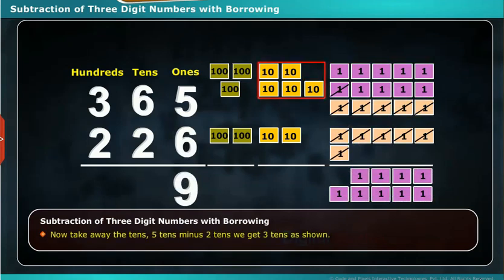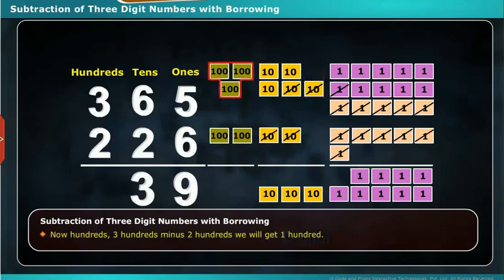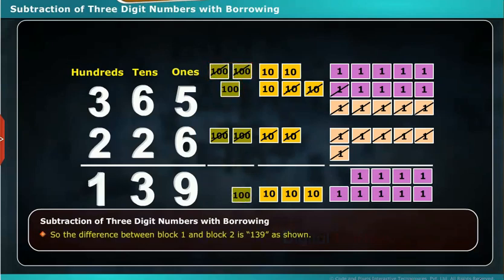Now take away the tens, 5 tens minus 2 tens, we get 3 tens as shown. Now hundreds, 3 hundreds minus 2 hundreds, we will get 1 hundred. So the difference between block 1 and block 2 is 139 as shown.